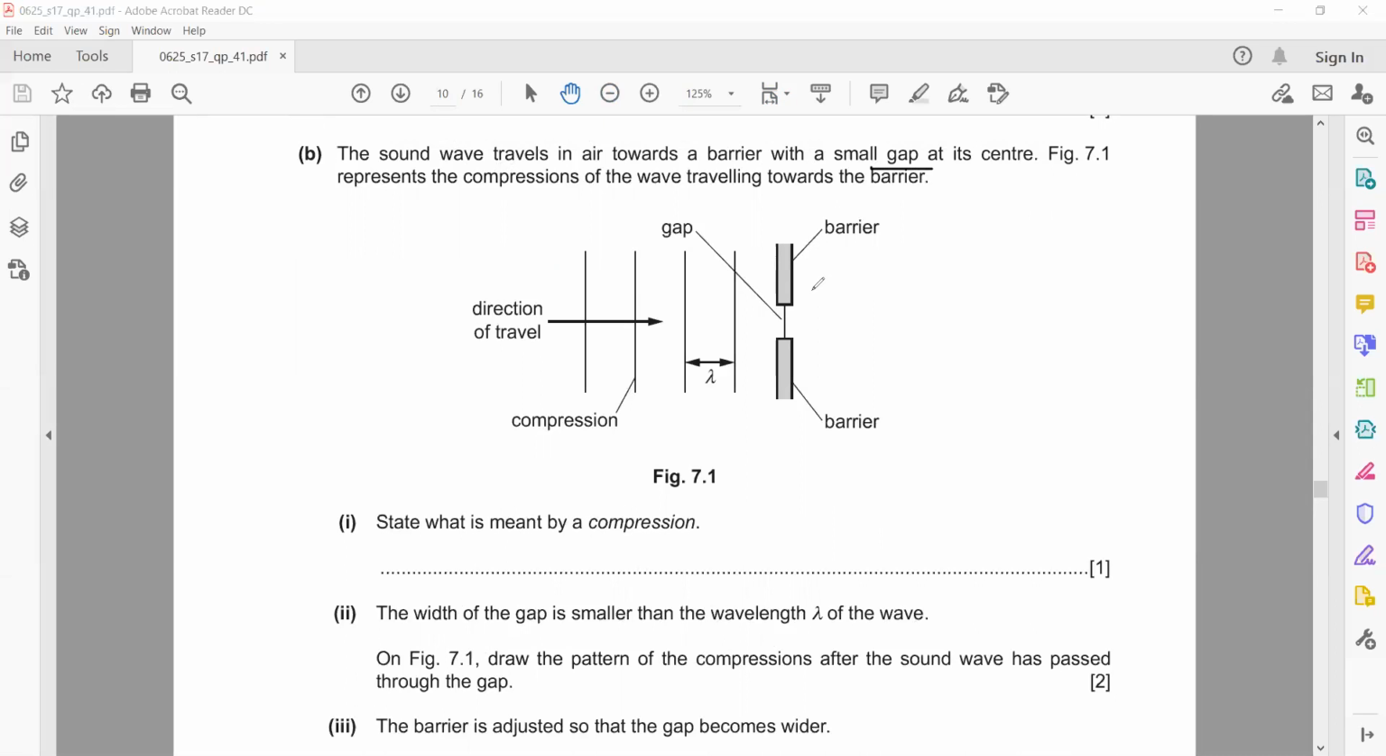So when the width of the gap is smaller than the wavelength, then there is maximum diffraction. So what we have is greater spreading of the wave. This is how we draw. When the gap size is smaller than the wavelength, maximum diffraction occurs.